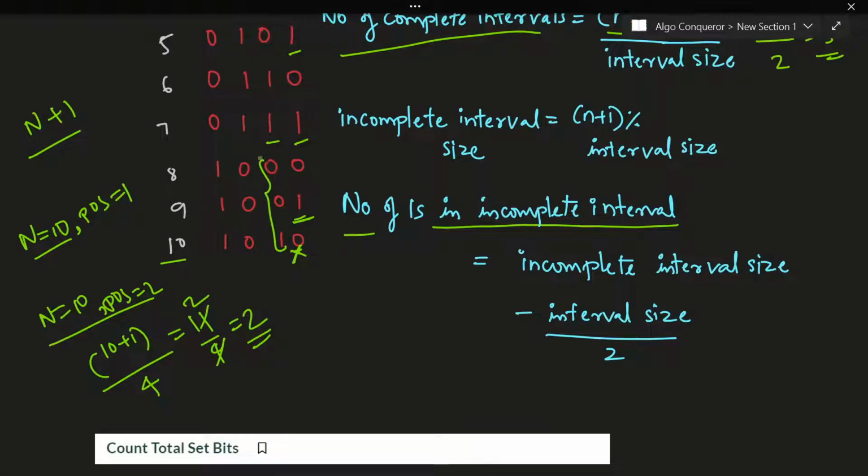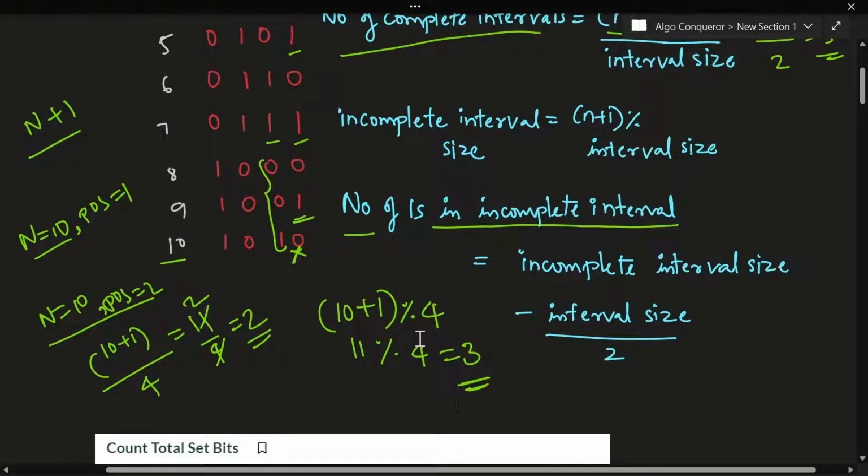Let's take this example. For n is equal to 10 and position 2, what is the incomplete interval size? Just apply the formula. Incomplete interval size is equal to (n plus 1) mod interval size. For position 2, interval size is 4. 11 mod 4 is equal to 3. Right? So the incomplete interval size is 3. Alright.